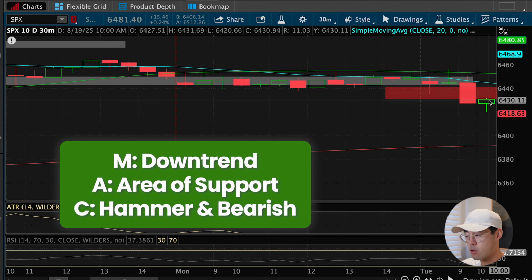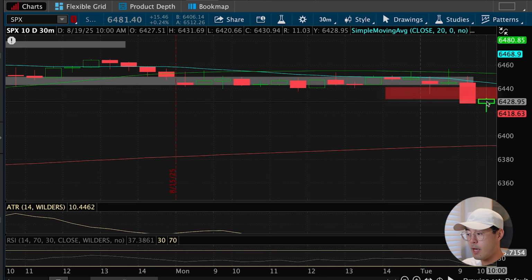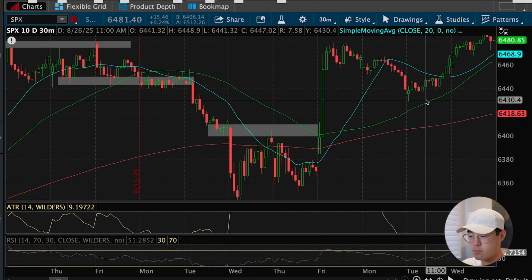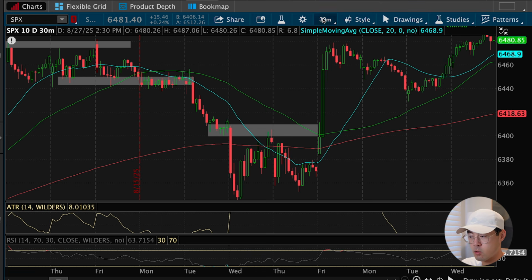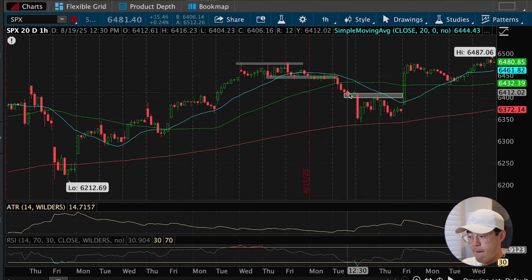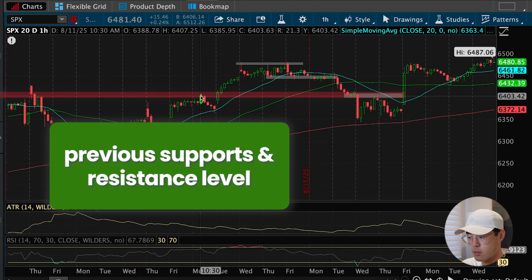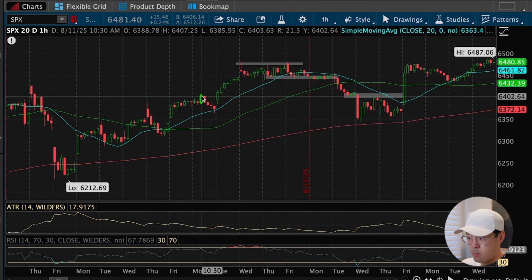So it'll be 6430 minus 1 ATR, which would be 10. 6440 will be right here. And then where would my next swing low be? Let's zoom out. Where would my take profit be? Let's go to an hour time frame. And you can see maybe the next potential area of support might be around here, 6400. The concept here is that previous areas of support can become resistances, and resistances can become supports.